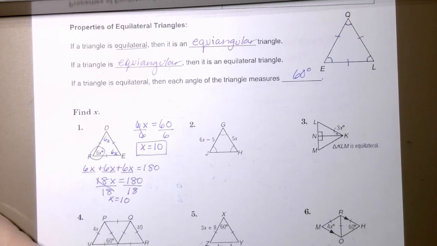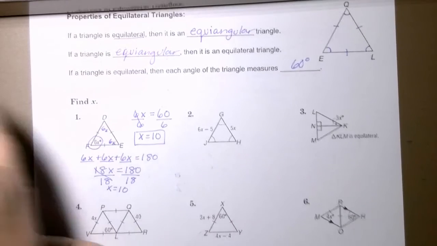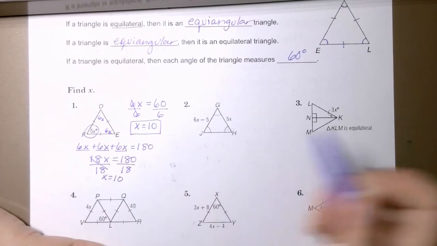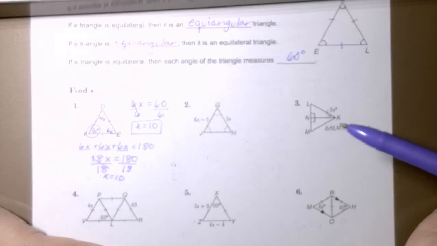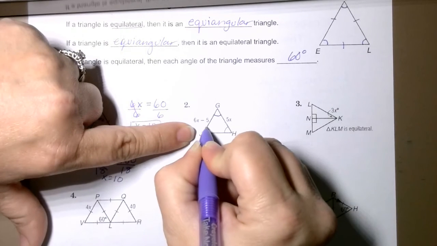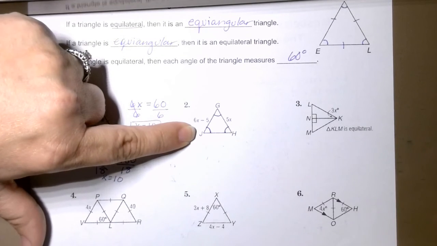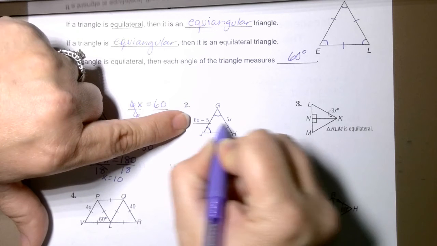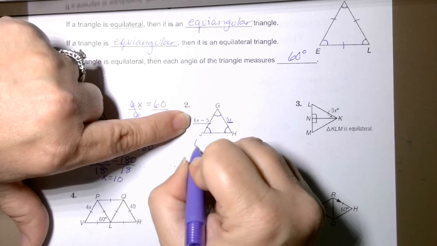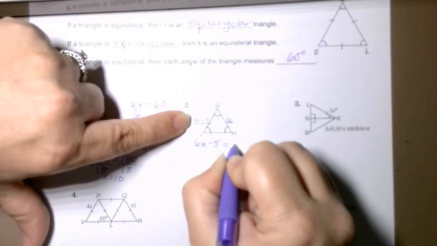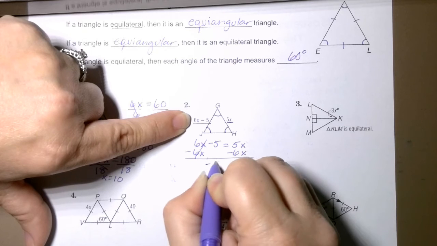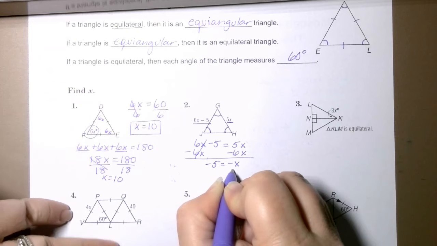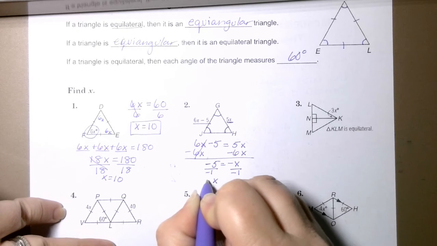Okay. All right. This one. What do I have that's congruent? What is marked congruent? The sides are not marked equal. The angles are marked equal, right? But if all three angles are equal, what do I know about the sides? They are congruent also. So I can set this equal to that since I know that they're going to be congruent. So 6x minus 5 equals 5x. I'm going to subtract 6x. So negative 5 equals negative x. Divide by negative 1. And x equals 5.